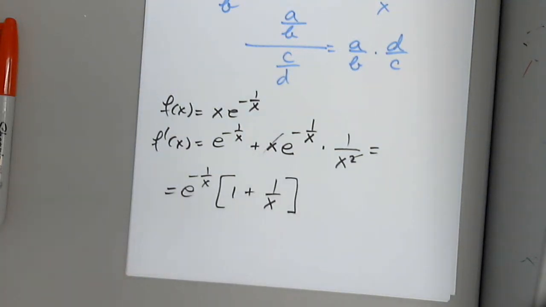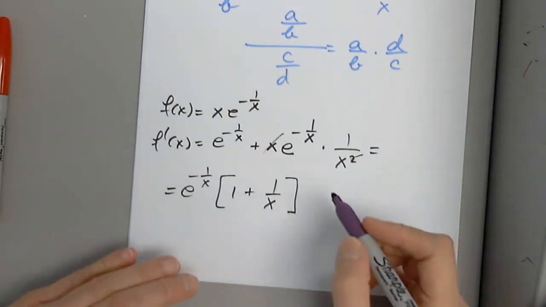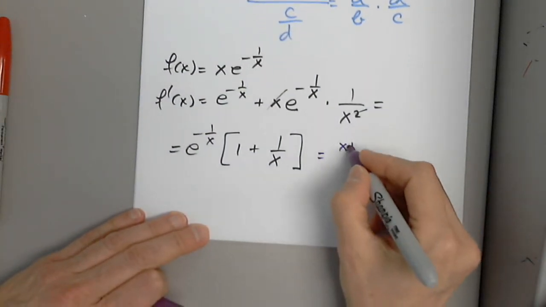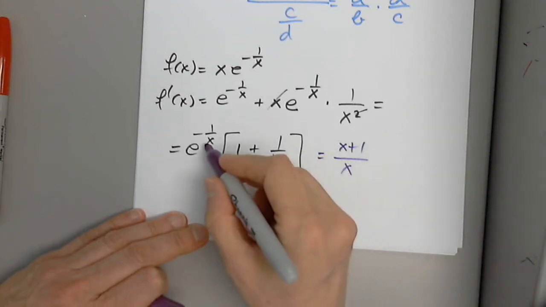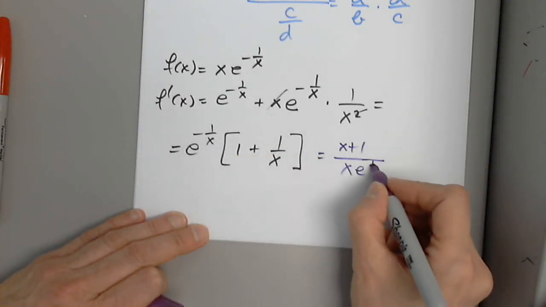Let's stop for a moment and see if this is clear. So I simplified an x with an x squared from the denominator. I still have 1 over x. And of course, I pulled out e to negative 1 over x, and I got 1 plus 1 over x. Is this okay, everyone? Are you with me? So obviously, this changes into x plus 1 over x, and you can put this in the denominator as 1 over x.